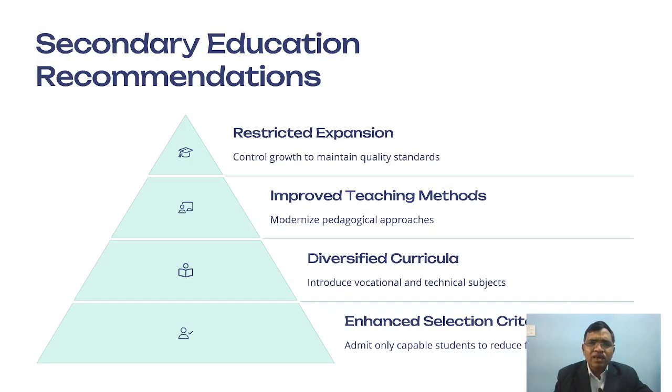Second, the recommendations for secondary education. Restricted expansion: they wanted to control growth in order to maintain quality standards. Then they introduced modernized pedagogical and psychological approaches. Then diversified curricula, introducing vocational as well as technical subjects. Then enhanced selection criteria: only capable students should take admission for secondary or higher education, in order to reduce the failure rate. These are the recommendations of the Hartog Committee for the secondary education system.